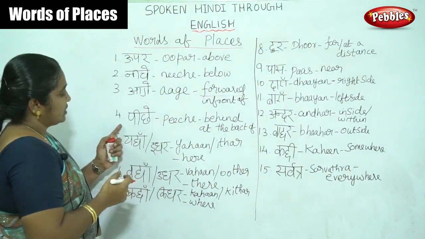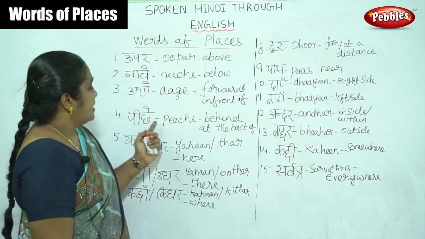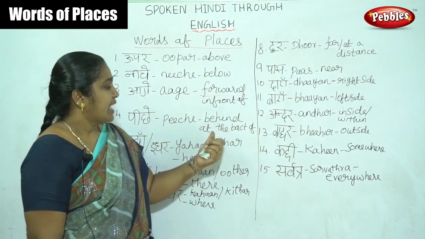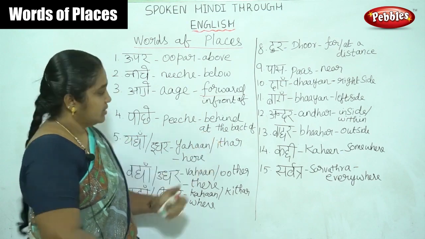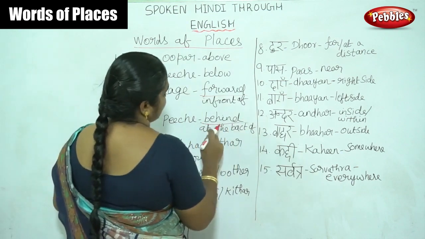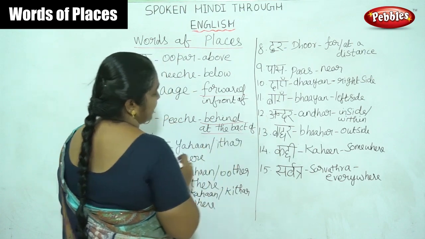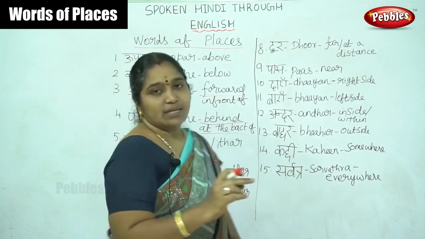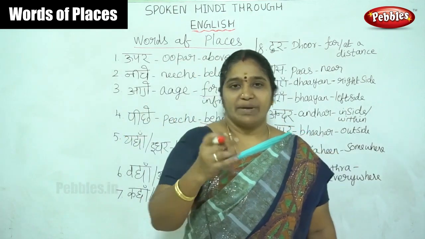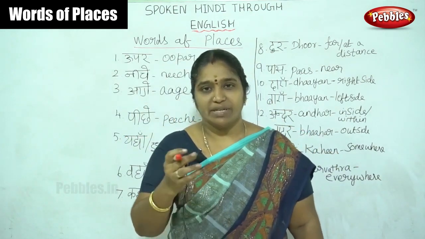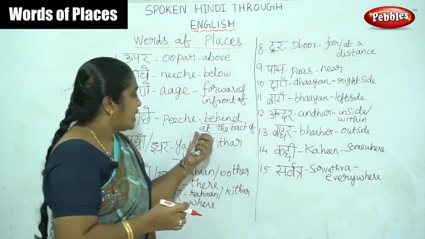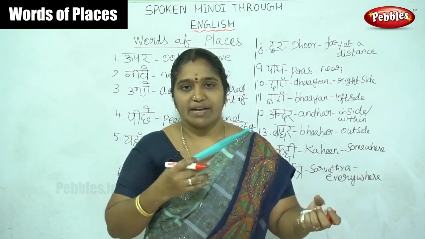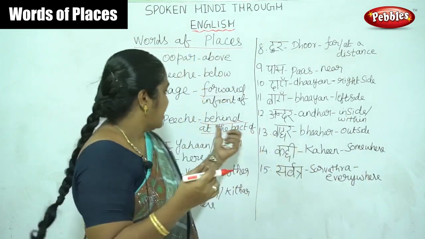Then the fourth one is पीछे. Pronunciation is पीछे, the meaning is behind, at the back of. Two meanings for this, behind and at the back of. कक्षा में छात्र पीछे बैठते हैं means at the back of, everyone sitting in the classroom.